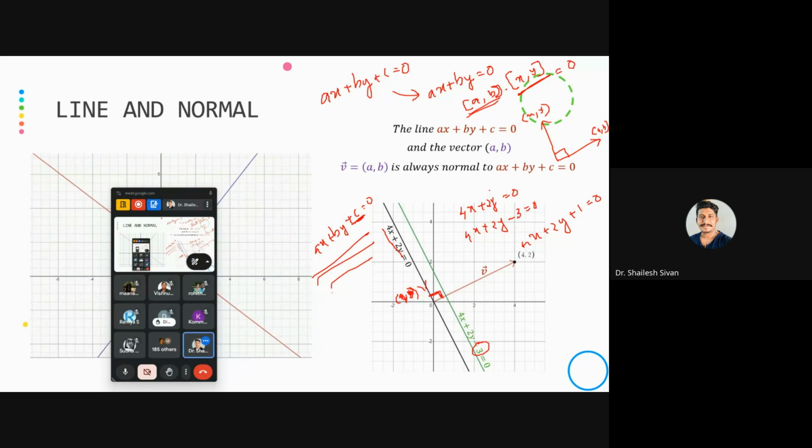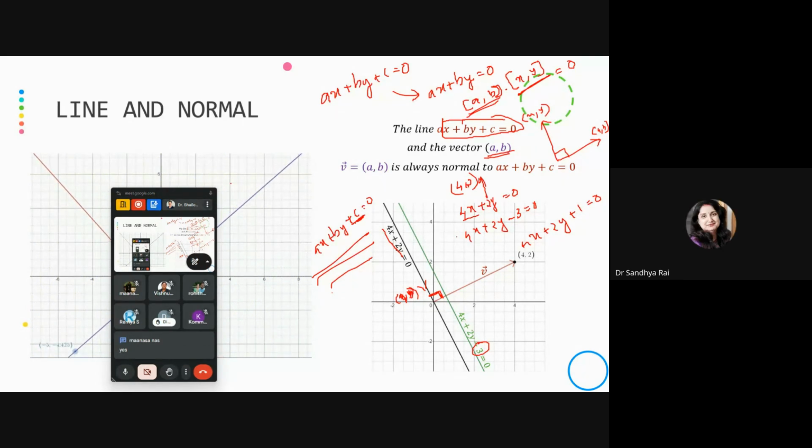Then if the vector 4 2 is perpendicular to the line 4x plus 2y equal to 0, it will also be perpendicular to 4x plus 2y minus 3 equal to 0, and to 4x plus 2y plus 1 equal to 0. So in general, we can say that the vector ab is always normal to the line ax plus by plus c equal to 0. Are you getting the point? Do you need more clarifications on it? Got it, sir. Yeah.